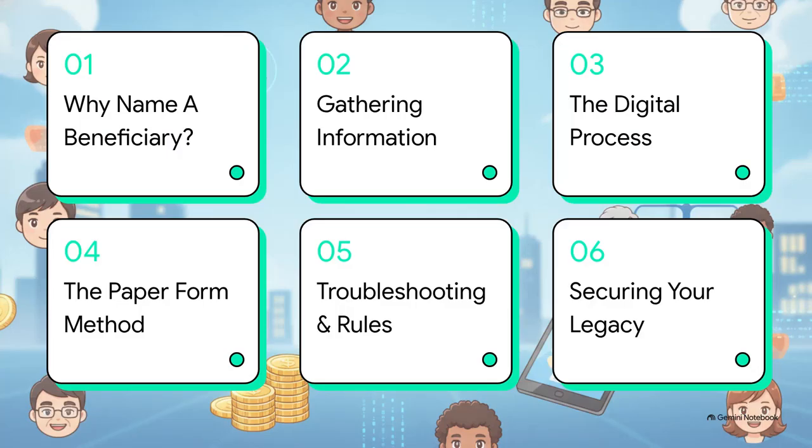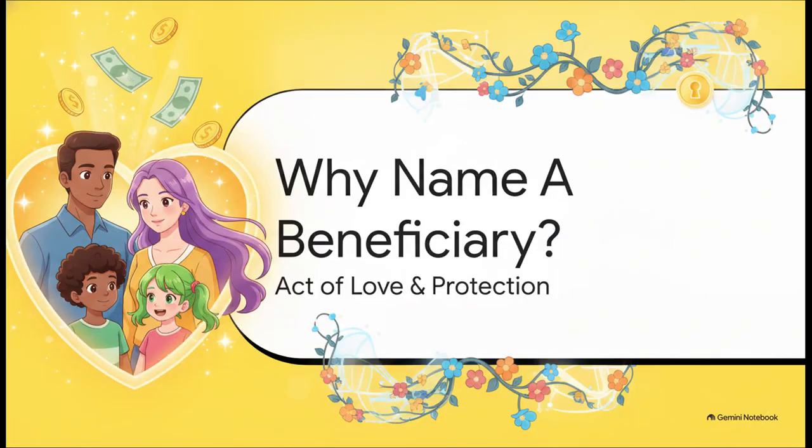So here is our roadmap for today's explainer. We're going to cover: 1. Why name a beneficiary, 2. Gathering information, 3. The digital process, 4. The paper form method, 5. Troubleshooting and rules, and finally, 6. Securing your legacy. All right, let's jump right into section 1.